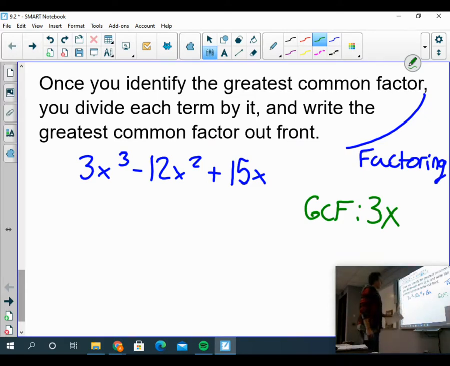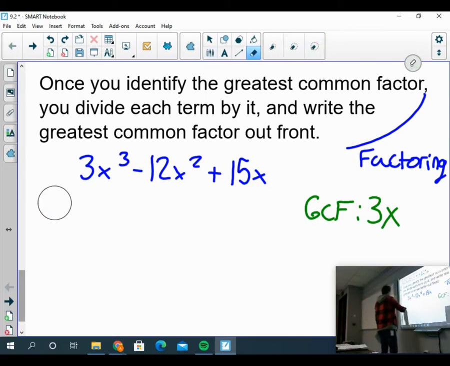So if my greatest common factor is 3x, how do I finish the factoring process? Well, what I'm going to do is I'm going to write a 3x out front, and then I need to divide each term by 3x. Let me write this a little lower.